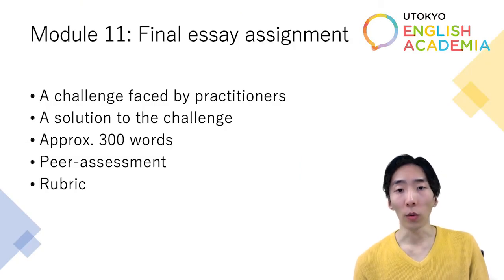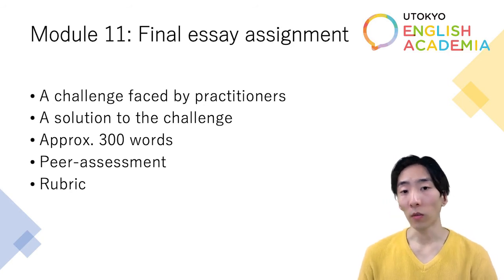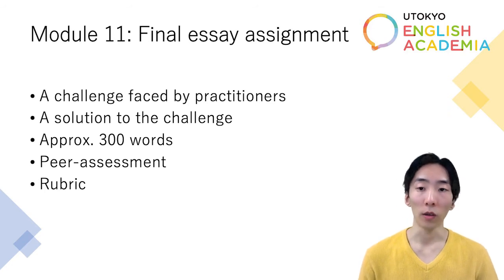In addition to the quizzes, learners have to write and submit an essay to complete EA3. Learners have to write an EMI-related challenge in their own contexts and also propose a solution to that. The word limit of the essay is approximately 300 words. It's short. It's unrealistic for us to assess all of the essays submitted by the learners, so we let them assess each other. Thus, peer evaluation.